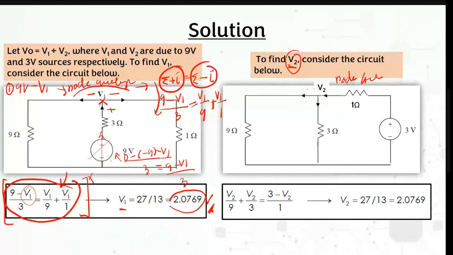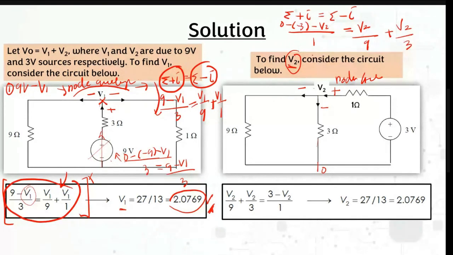You can see that we will have 2 negative currents and 1 positive current. So let's say we will have a positive current equal to the negative current. The positive current that we have is 0 minus minus 3 minus V2 over 1, equal to the negative current, which is V2 over 9 plus V2 over 3.